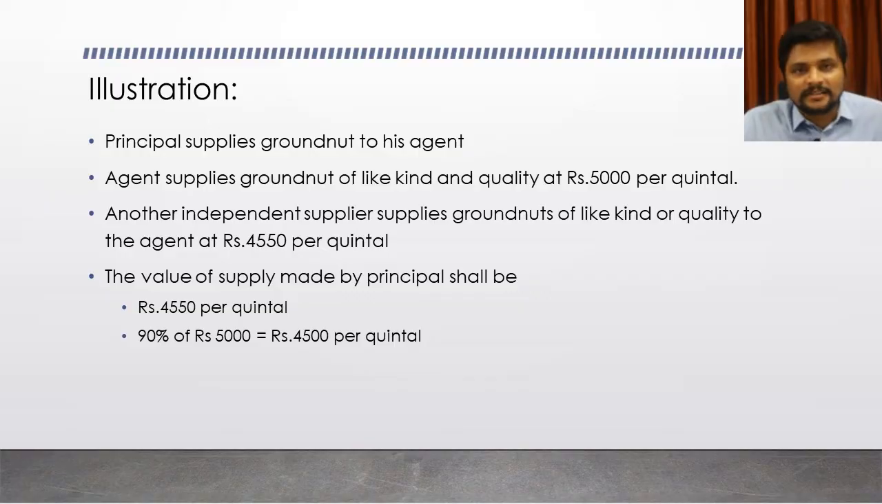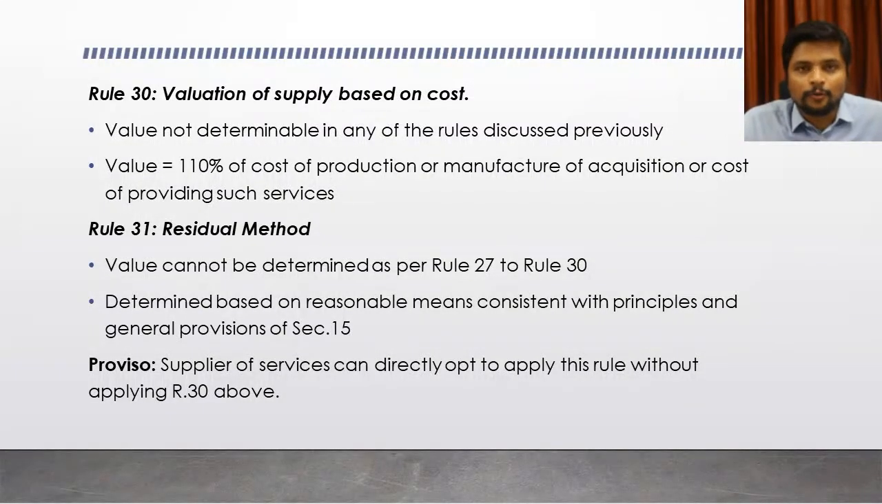Okay, next we are going to this important rule called Rule 30 and Rule 31, because even Rule 27, Rule 28, Rule 29, all these three rules were referring to Rule 30 and Rule 31 if the conditions mentioned in those particular rules are not satisfied. Okay, now we will go with Rule 30.